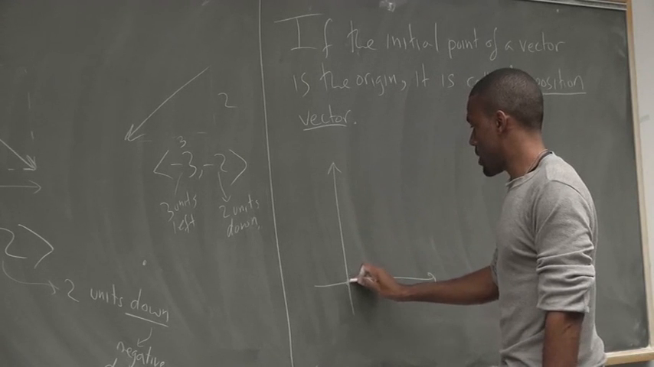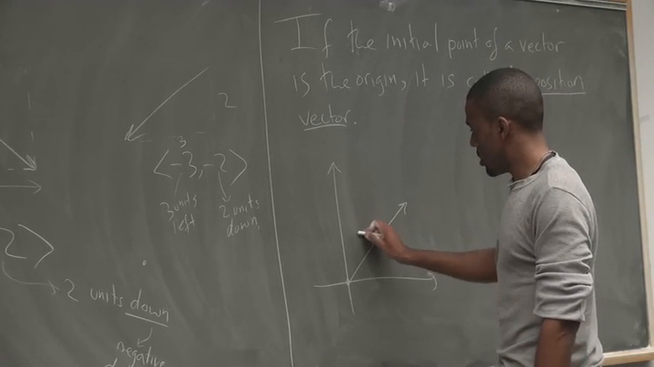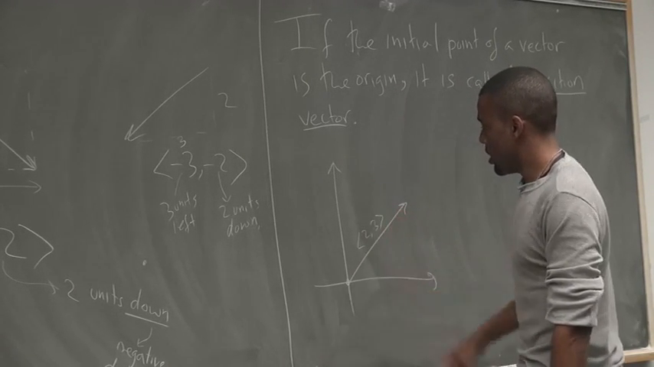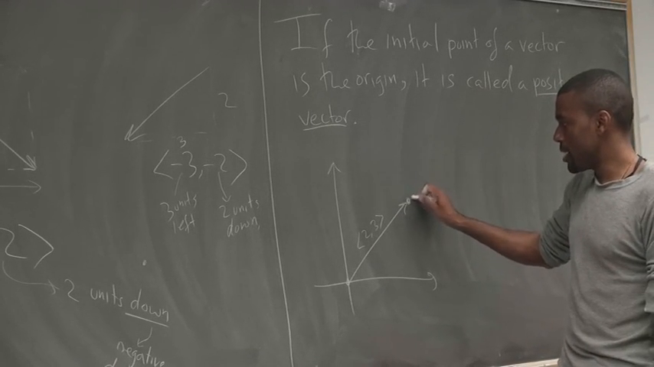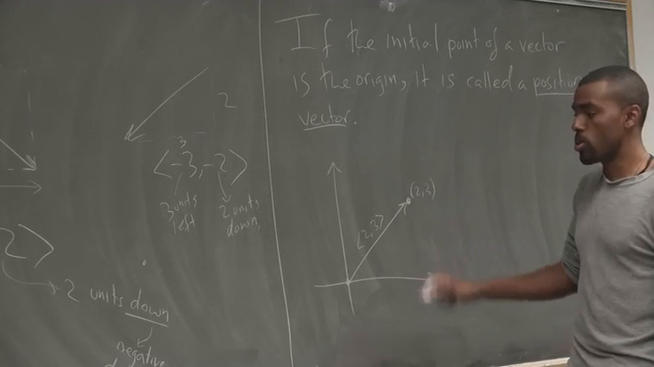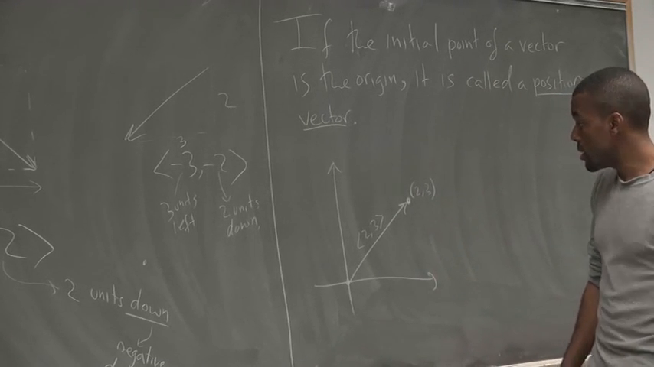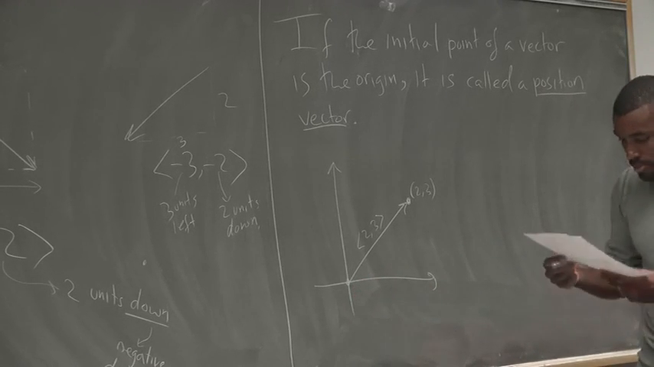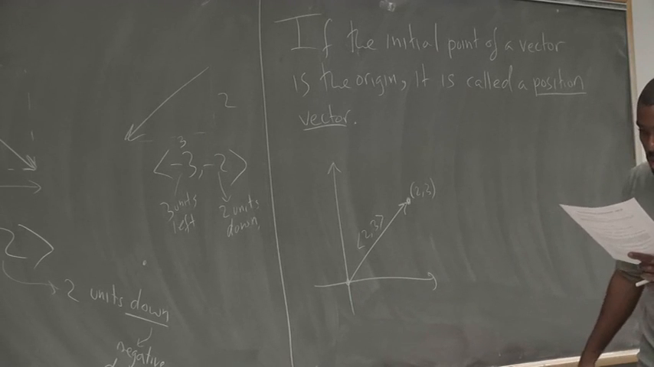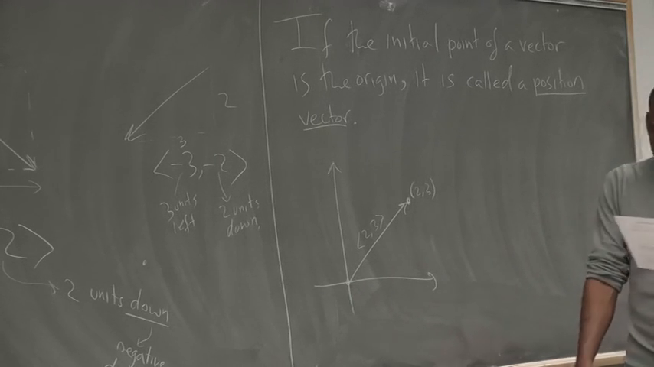So I can do the vector 2, 3, and it's called a position vector because it actually ends up at the position you expect it to end up. It will actually coincide with the coordinate 2, 3 at the end. Right? So once I fix its initial point to the origin, I call it a position vector. Those are going to be important when we're talking about equations of lines.